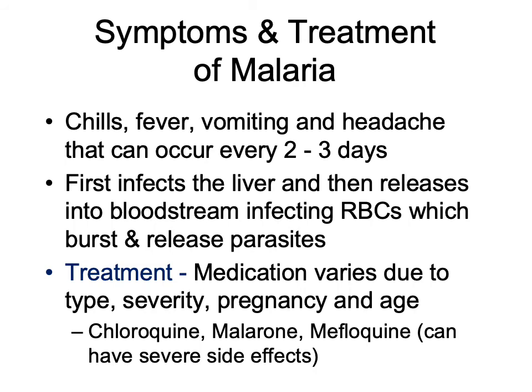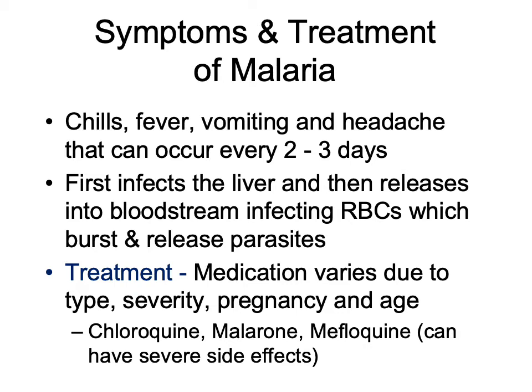Symptoms of malaria can include chills, a very high fever, as high as 104 can occur. You can have vomiting and a severe headache. And these symptoms can come and go. It's almost like they can occur every 2 to 3 days. And this is in part due to how malaria infects the red blood cells, and how it can destroy the red blood cells, and then your red blood cells regenerate and form new blood cells for the protozoa to infect.